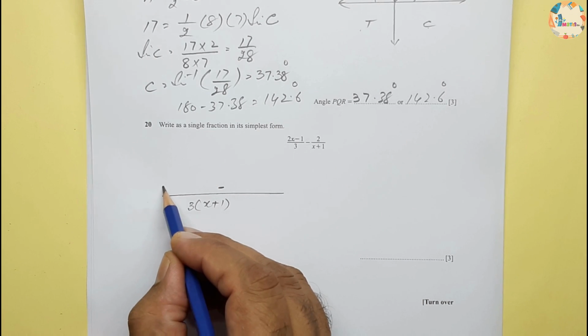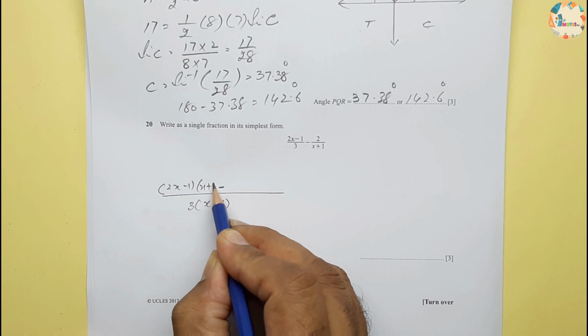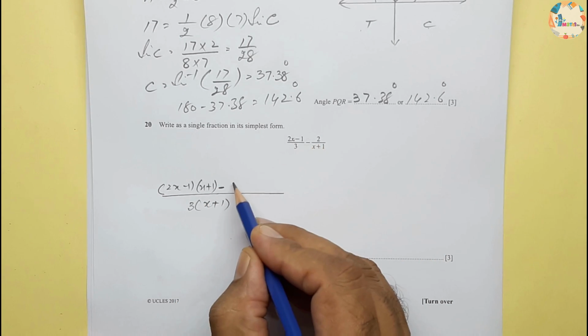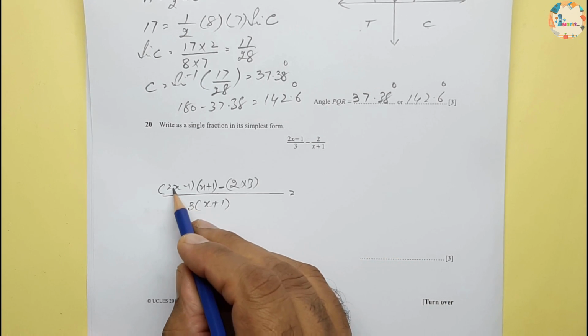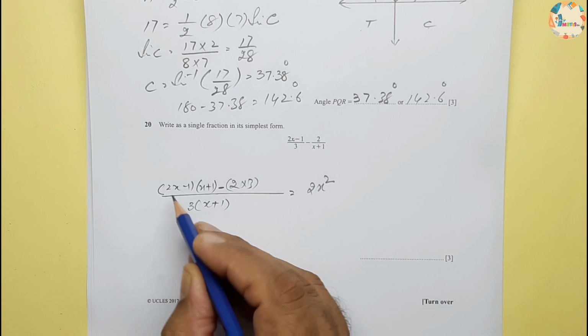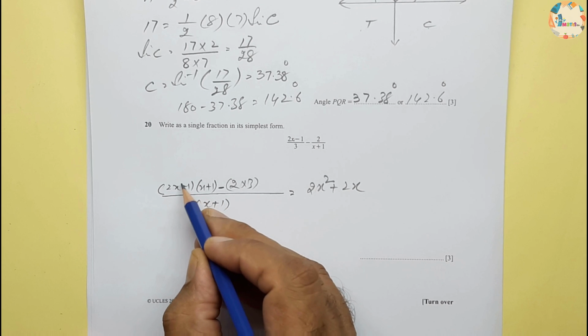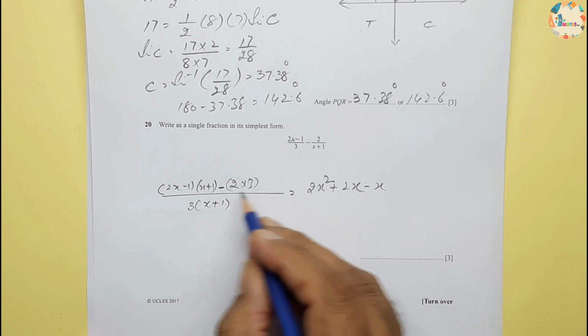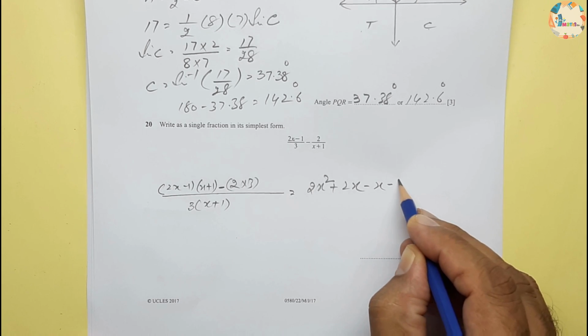This into this, we'll write on this side, (2x - 1) and (x + 1), and this one into this one will be 2 into 3 on this side. This will be equal to, we'll multiply this with this, so 2x squared, then this with 1, so it will be plus 2x, minus 1 with x, minus x, and minus 1 with 1, so it will be minus 1.